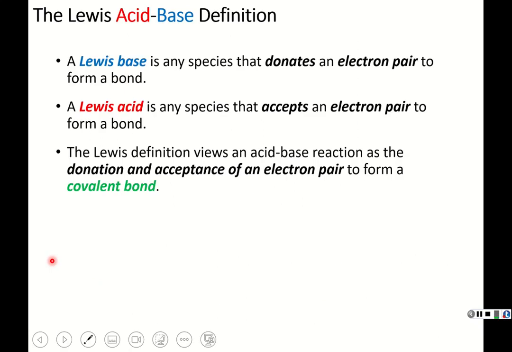Okay, moving on to our last section in chapter 18. This is where the Lewis acid-base definition, the third and final definition of acids and bases, is introduced. In the Lewis definition, a base is a species that donates an electron pair to form a bond, and an acid is a species that accepts an electron pair to form a bond. So in the Lewis definition, we're talking about electrons, whereas in Bronsted-Lowry, we're talking about protons.